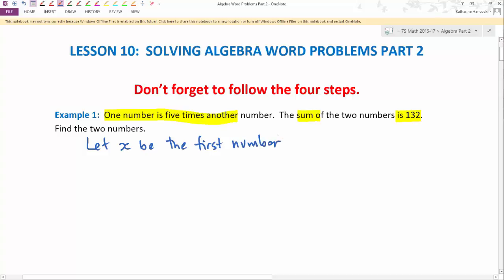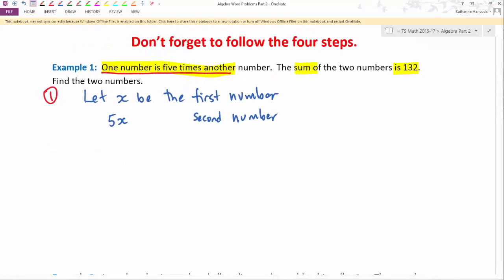And then the second step is I'm going to use the information from that first part. One number is 5 times another number. So 5x is going to be my second number. So I'm done step 1. I've written my let statements. Step 2, I have to write down my algebra equation.